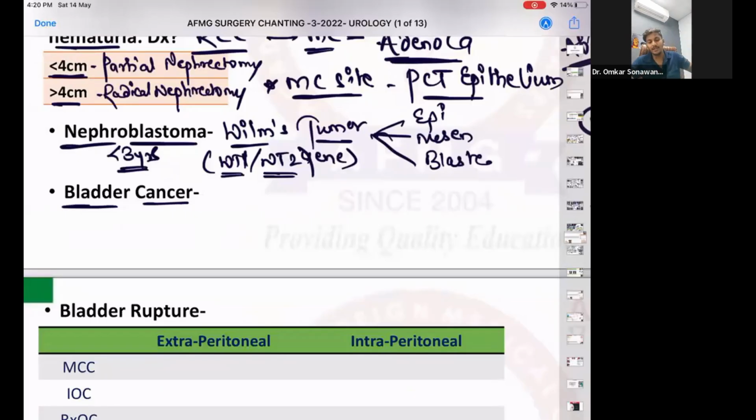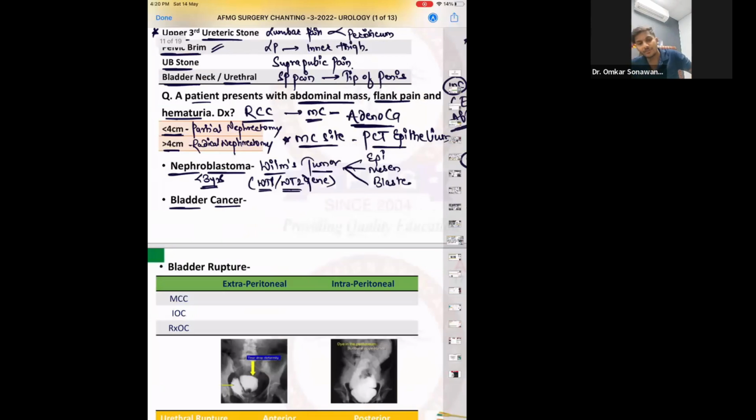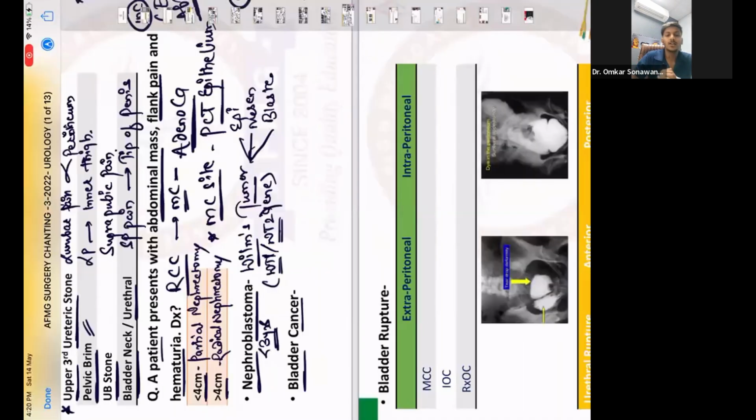What is the most common type of urinary bladder cancer? Anybody? Tell me quickly. Very good, it is the transitional cell carcinoma. Most common type of urinary bladder cancer is transitional cell carcinoma.